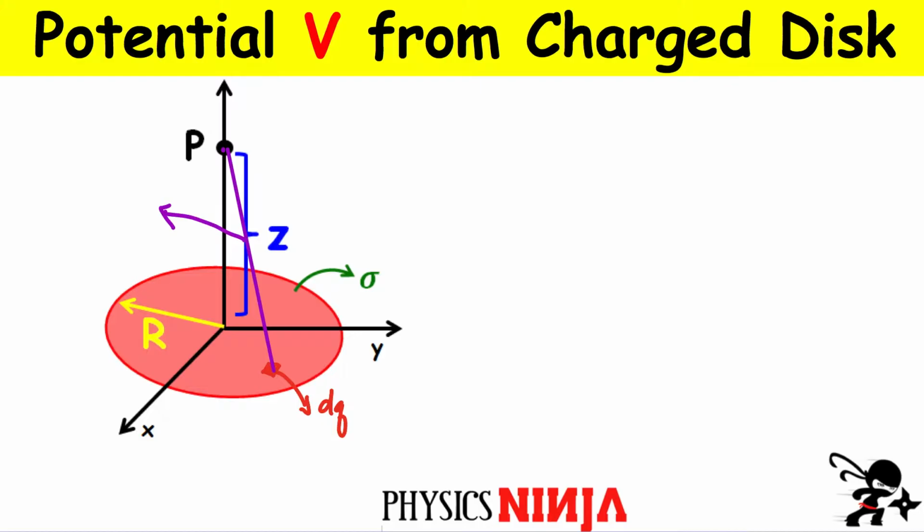Now we have to define one more thing. The distance from the origin all the way to where this charge is, let's call that r prime. And now you should be able to write the distance from this little charge all the way to that point. This is just using Pythagorean, nothing too complicated here. It's r prime squared plus z squared.